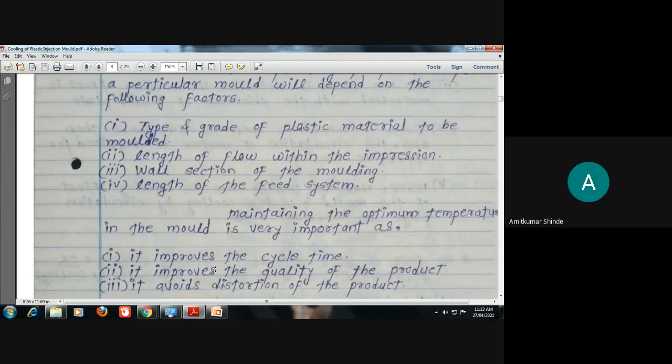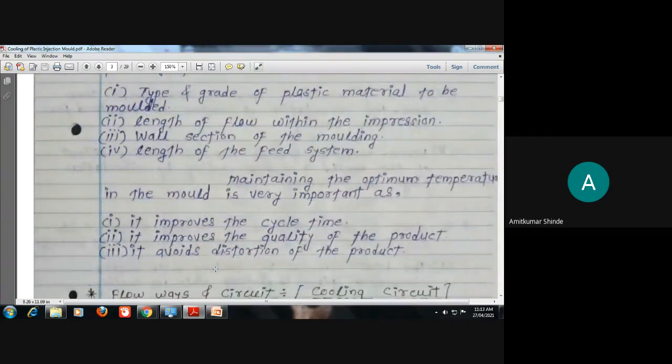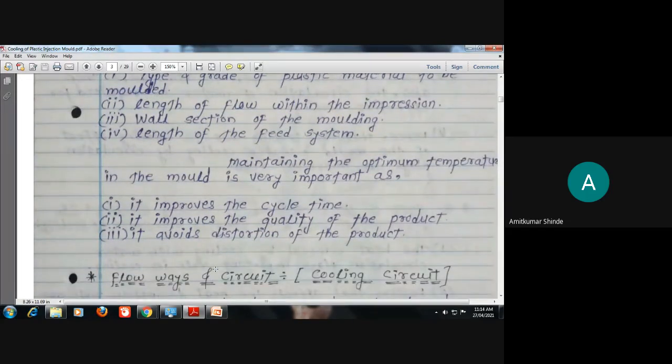And why it is necessary to maintain this optimum temperature in the mold or ejection temperature? Because it will affect the product's quality. Okay, if you are able to maintain the optimum temperature in the mold, what will happen? It will improve the cycle time. Okay, it improves the cycle time means it reduces the cooling time or it reduces the total cycle time. Okay, improves means it reduces, it does not increase it. When cycle time reduces, automatically this process will become more economical and you can go for the mass production.